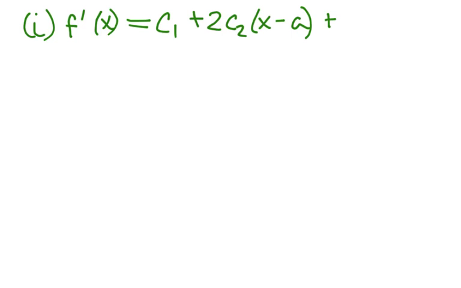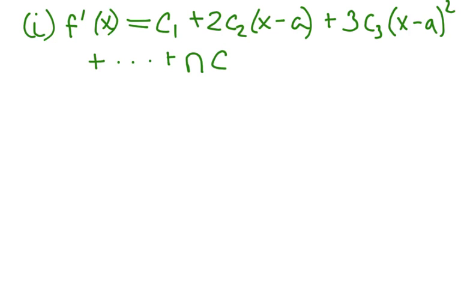So by the power rule, we'll have 3 c sub 3 times x minus a squared, plus, let's get to the dot dot dot, plus the nth term, of course, is c sub n times the quantity x minus a to the nth power. So the derivative would be n times c sub n times the quantity x minus a to the n minus 1 power, plus dot dot dot.